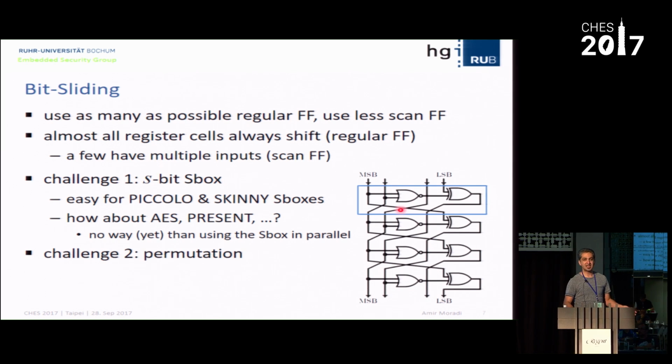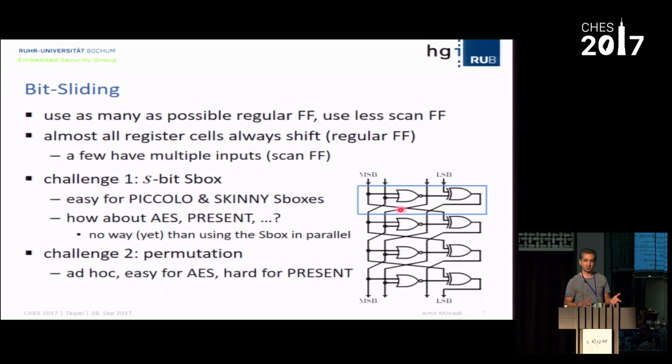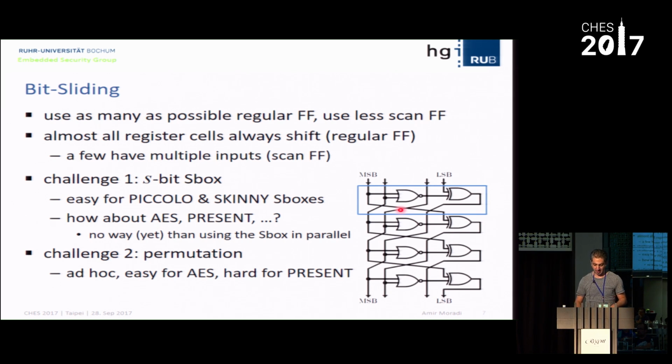The second challenge is the permutation. How do we implement a permutation or diffusion layer serially? It's mainly ad hoc, and I will explain mainly about the AES, but it's hard for others, for instance for PRESENT. We will see why.